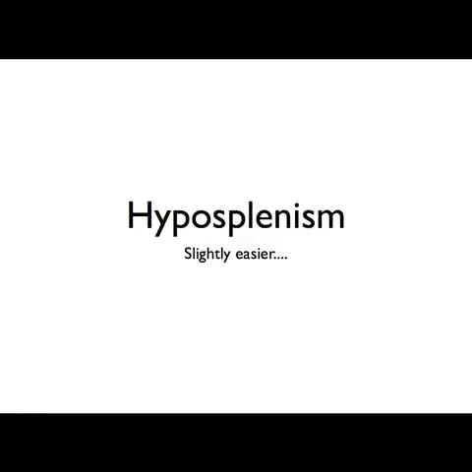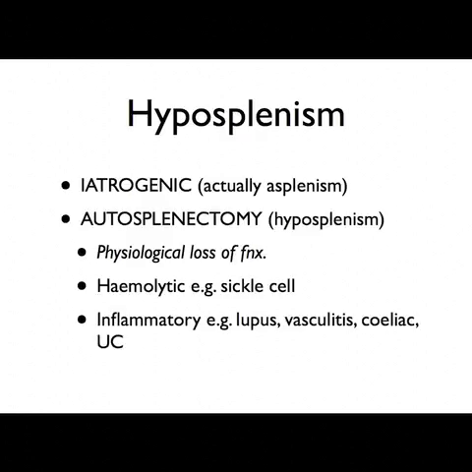So, hyposplenism. A little bit easier, actually. Much easier. We can divide it into iatrogenic, so this is usually asplenism due to a splenectomy, or autosplenectomy, so hyposplenism, decreased size of the spleen. This can be divided into hemolytic causes, such as sickle cell later in the disease, or inflammatory causes, so lupus, vasculitis, celiac, or ulcerative colitis. Okay.